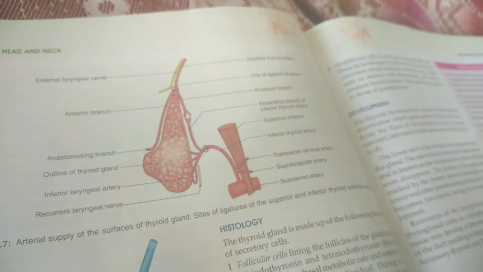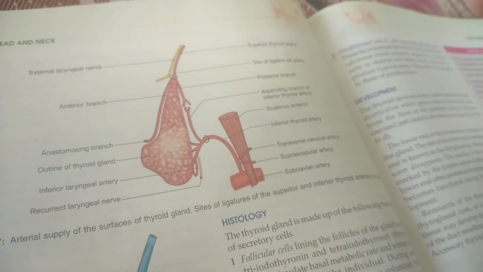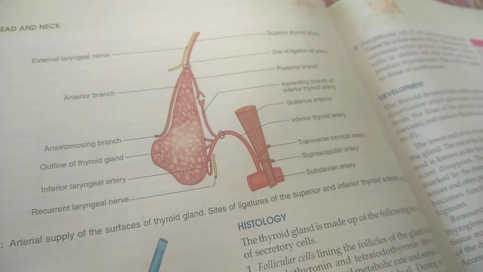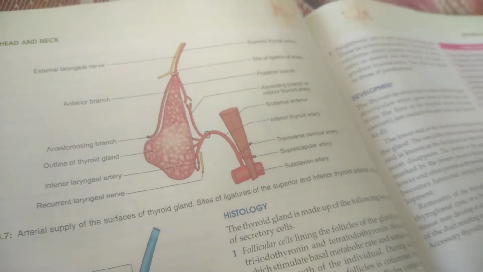Basically you have to see this figure. This is a very good figure. The relationship is nicely shown in it. So at the top you will see the superior thyroid artery and external laryngeal nerve. They are related to the apex. Now the base. What is the base? Let's look at the base first.